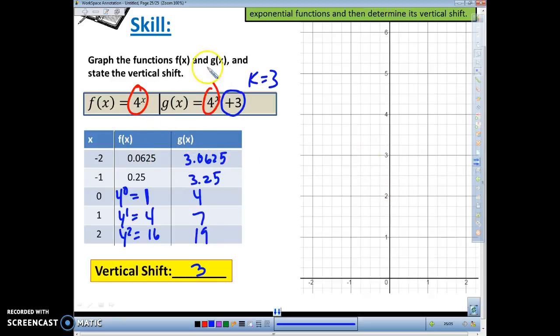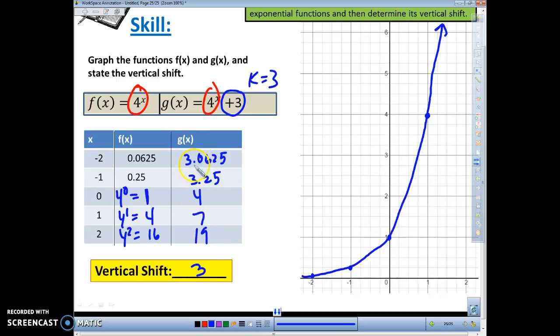The last step that we need to do is just to go ahead and plot these. So negative 2, 0.0625, that's way down here. Next point, negative 1, 0.25, that's right here. 0, 1, 1, 4, and 2, 16 is way off the graph. So this is my function, and I hope you recognize this is exponential growth.